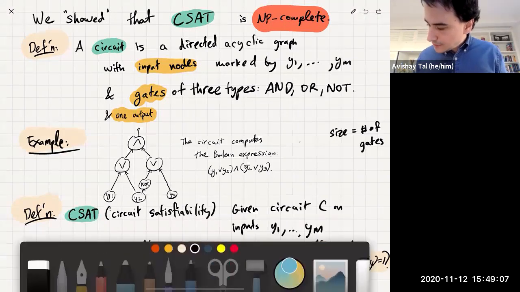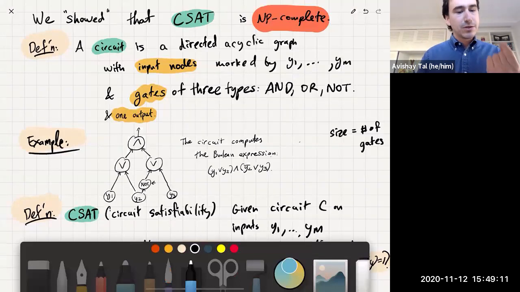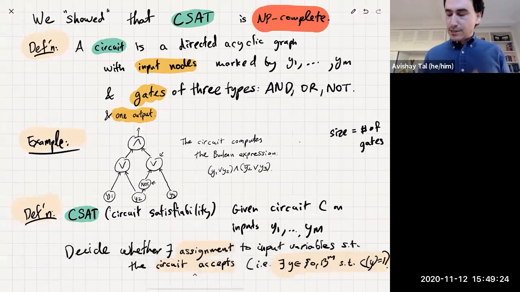Okay, so in particular, this gate next to Y2, right? This is the NOT gate, and it accepts only one input, Y2. This gate is an OR gate. It takes two inputs, like this gate and this variable. Okay, so these are circuits.